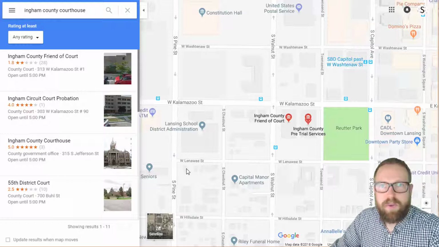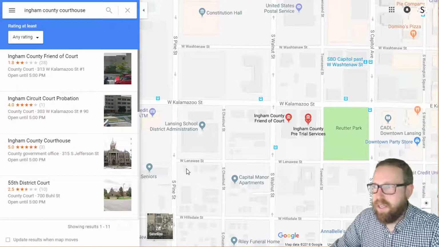So you just want to be familiar with the courthouses. You should go and look at trials and motion days and things like that.